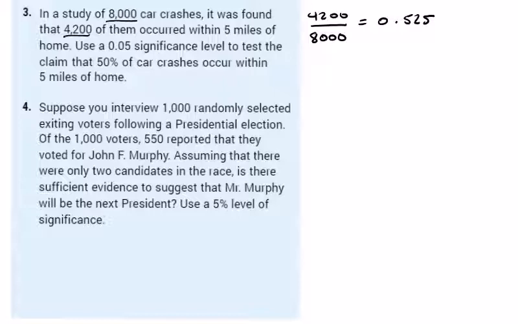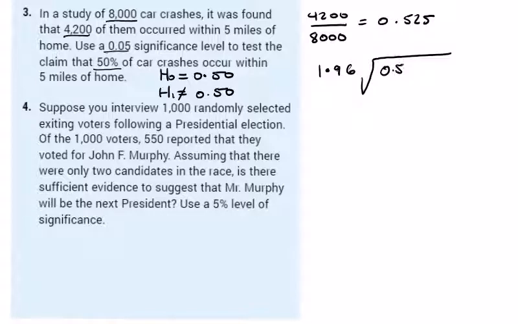Use a 5% level of significance, 0.05, to test the claim that 50% occur. So H0 is 0.5, H1 is not equal to 0.5. Keep it really simple. Our maths here is our error is going to be 1.96 by the square root of P times 1 minus P over 8,000. That gives me a small number here.